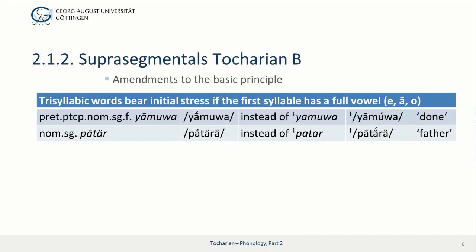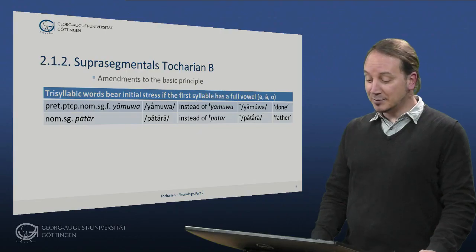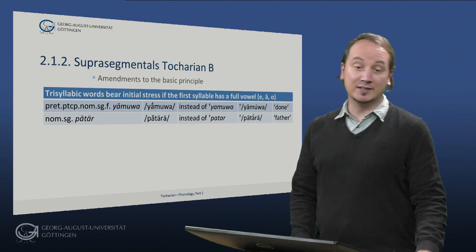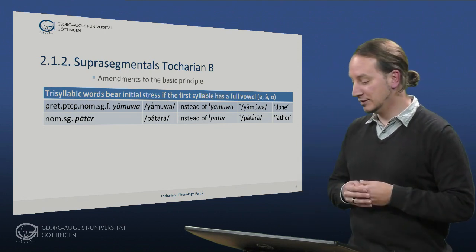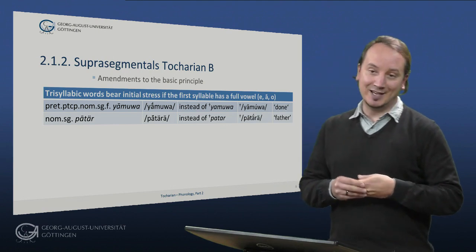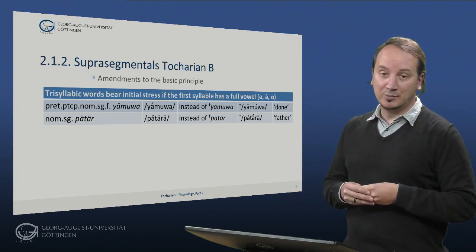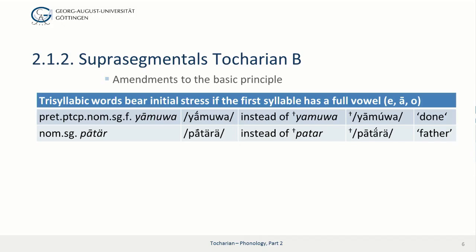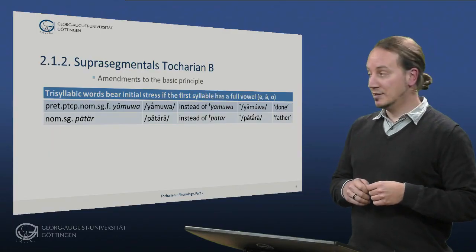Here's the second major amendment to the basic rule. Trisyllabic words bear initial stress if the first syllable has a full vowel, and full vowel for Tocharian purposes means e, a, or o. So, for example, the preterite participle nominative singular yamu, done, is stressed on the first syllable, so it's not yamu as expected from a rule for trisyllabic words. Or take pācer, father, from underlying trisyllabic pācer, is also stressed on the first syllable, and it's not pācar on the second syllable as expected from the basic rule and its first amendment.